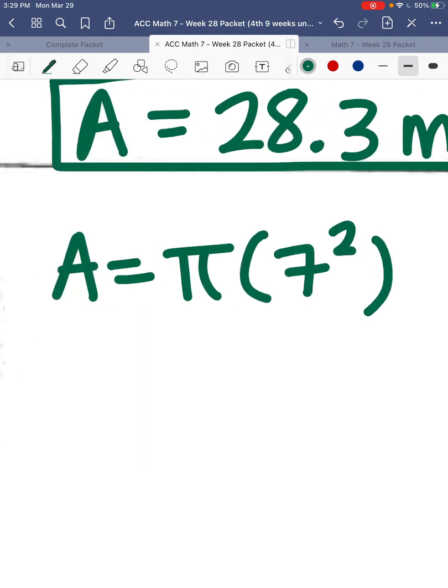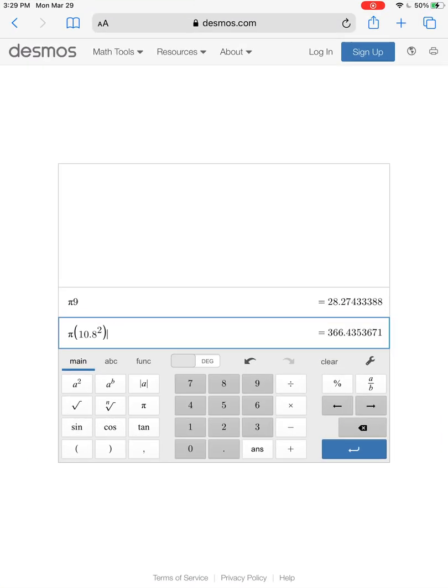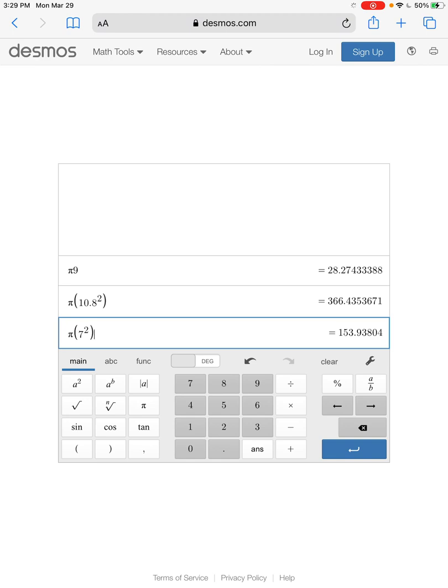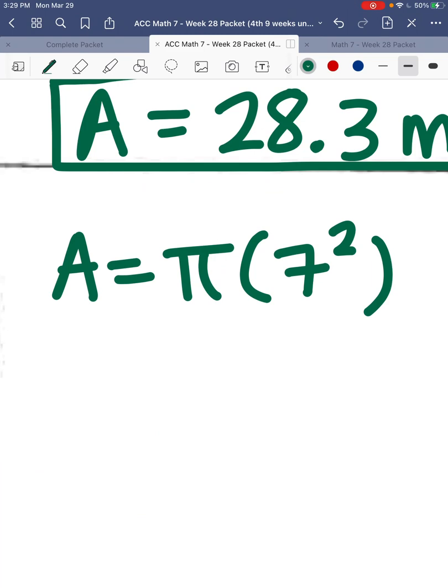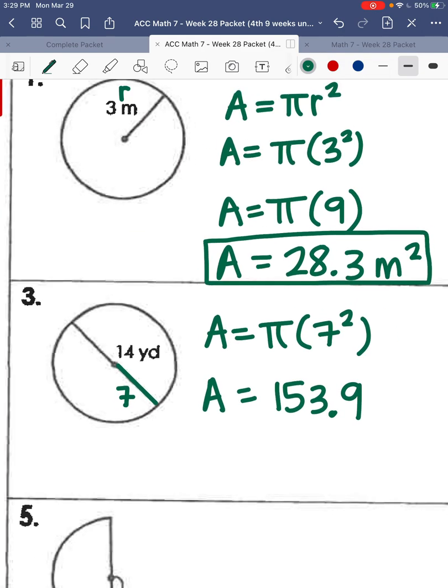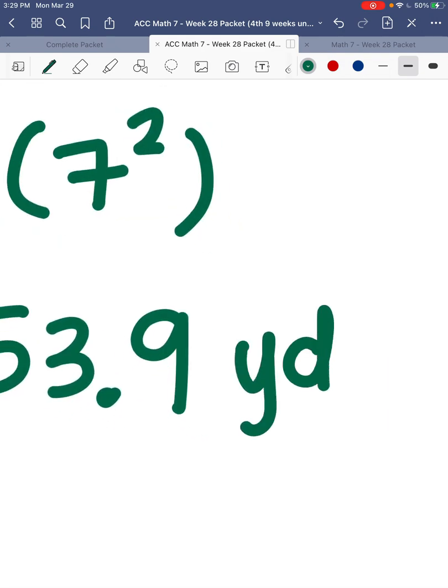We know that 7 squared is 49, and I could go ahead and simplify that, but I don't need to. We can just type it into our calculator as pi times 7 squared, and it tells us it's 153.93. That 3 tells me I don't need to round at all, so 153.9. And let's not forget our units, it's yards squared.